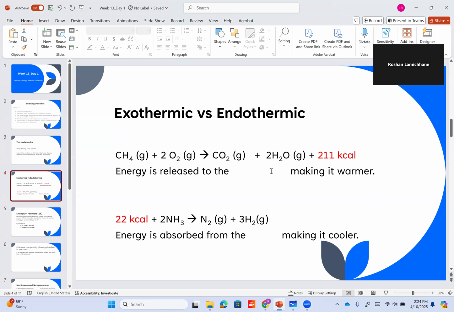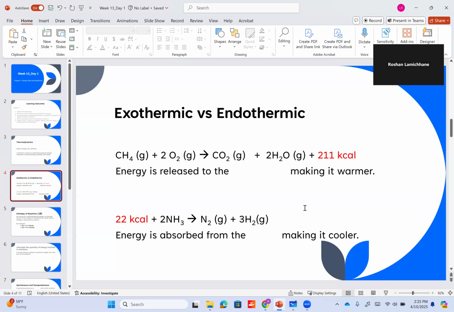So please write down the word surrounding here. In chemistry, the way we write down that energy is released is by putting how much energy is released on the right-hand side of this chemical equation. So this reaction is telling me that 211 kilocalories of energy is released, or heat energy is released from this reaction.